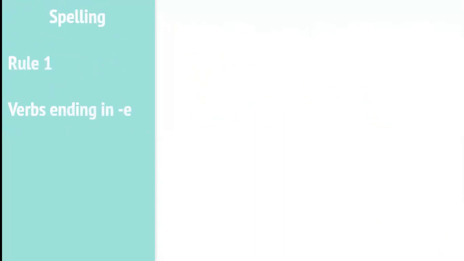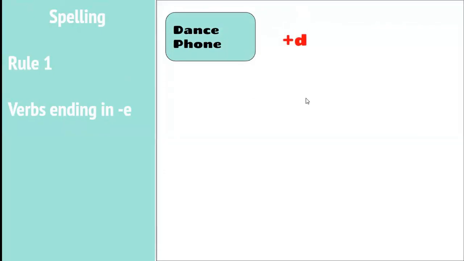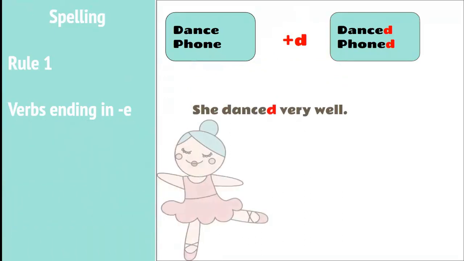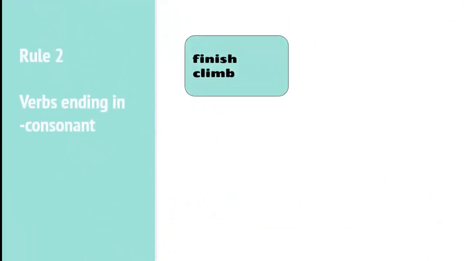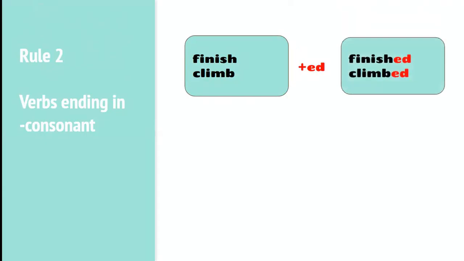We have some spelling rules. For example, verbs ending in E, like dance, phone, just add d and become danced, phoned. She danced very well. Verbs ending in consonant, like finish, climb, add ed. Finished, climbed. He climbed the mountain.